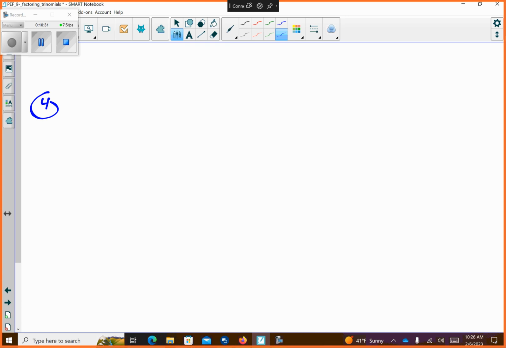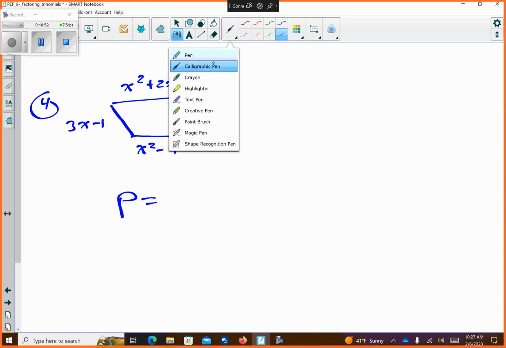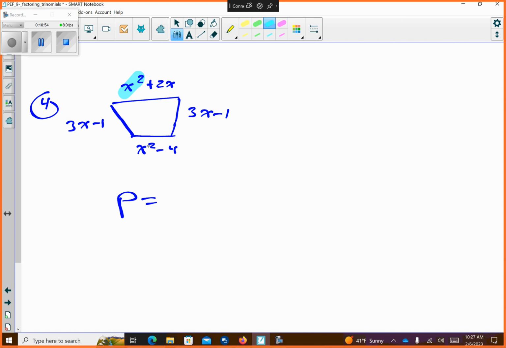So we have this weird looking object here. This is x squared plus 2x. And then we have this down here, which is 3x minus 1. And then down here is x squared minus 4. So we want to find the perimeter. If I find the perimeter, I'm going to take my x squared and x squared.